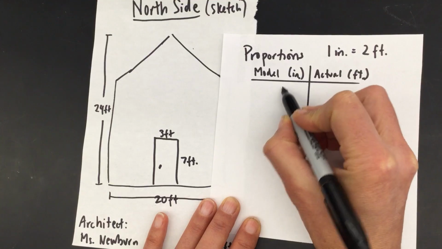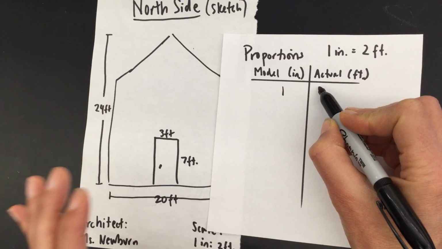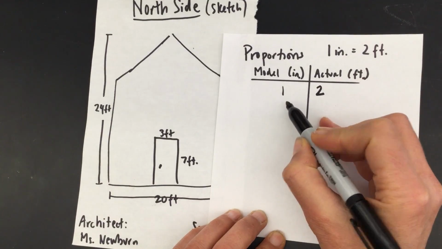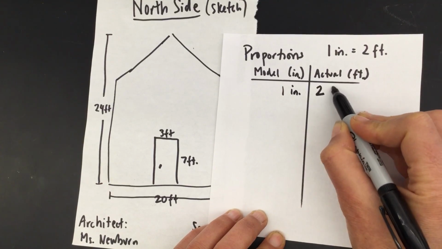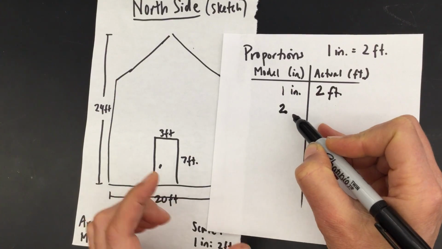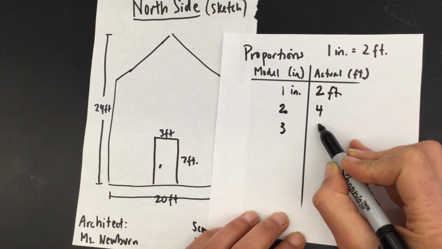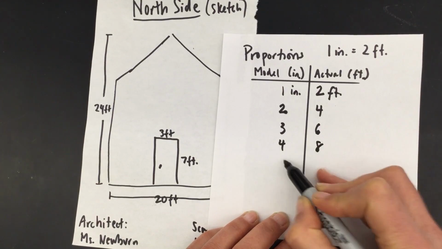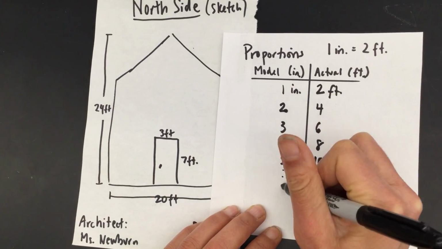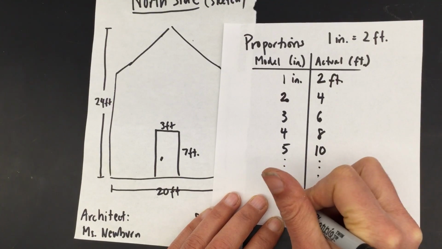And so if the model is 1 inch, the actual size of the building, not our little tiny home, ours are going to be small, would be 2 feet. So I'll just put the units here just for the first one, but we're not going to carry it through. If I had 2 inches on my drawing, that would represent 4 feet, and 3 inches would be 6 feet, and 4 would be 8 feet, and 5 would be 10 feet. So you can go all the way down, and once again, the maximum size of the stick is 12 inches.